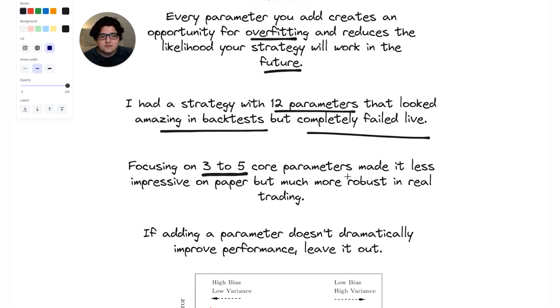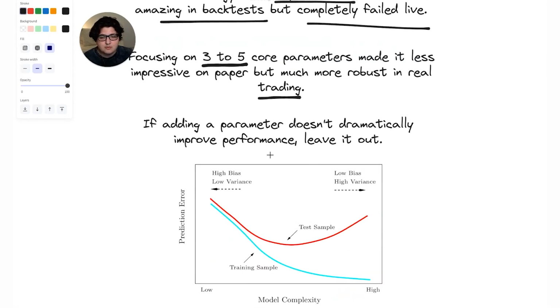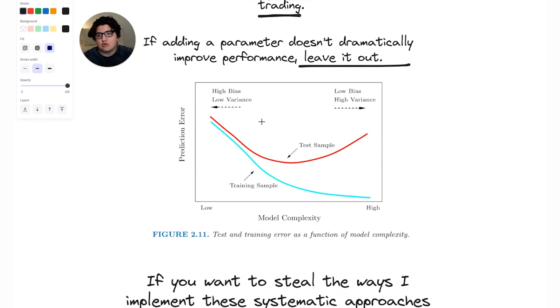Try focusing on 3 to 5 core parameters. Now, this may make it less impressive on paper, but it's going to make it a lot more robust in real trading. If adding a parameter doesn't dramatically improve performance, whether that be returns or reduced drawdowns, just leave it out. Now, here's how you can see that in a graph form.